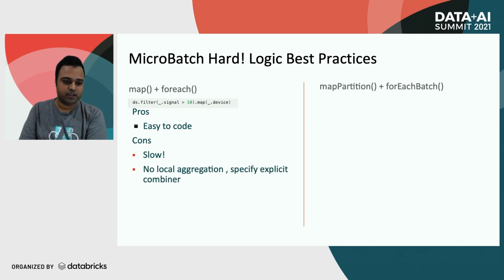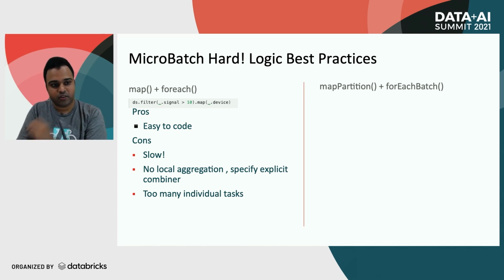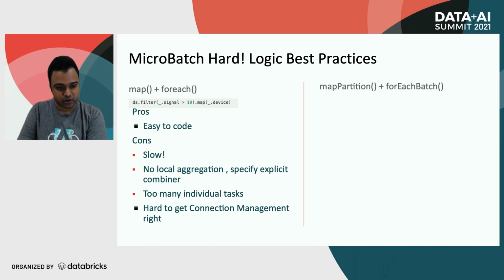So there is no local aggregation out of the box for this. You need to specify an explicit combiner. A combiner in Spark is one of the things that I don't like too much about it. Extremely cumbersome to write as an interface. And we have way too many individual tasks that are created to maintain the row by row processing performance. The other main thing is, specifically if you're going to write to an external sink or communicate with an external sink, it's very hard to get the connection management right.